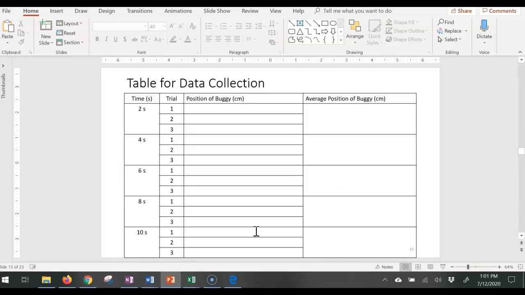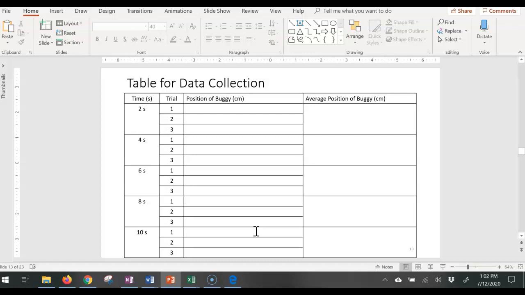Now, remember, we've read about how to make linear models, and one of the principles for good data collection is to prepare a table to store the data before you run the experiment. For this Tumble Buggy experiment, we want a table something like this. We're going to use 5 different levels of the independent variable, which is time. So we're going to measure the final position of the buggy after it's been moving for 2 seconds, 4 seconds, 6 seconds, 8 seconds, and 10 seconds.